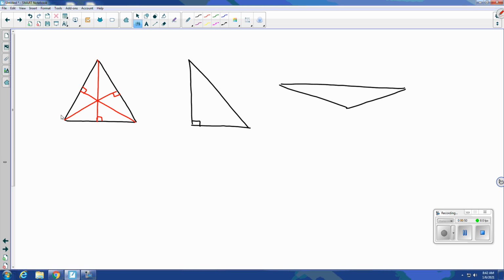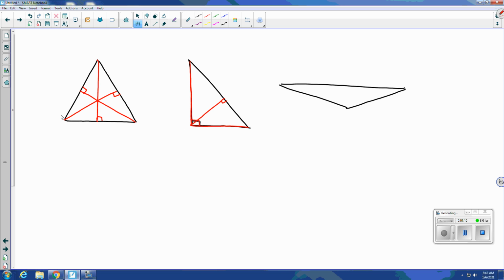When we're looking at a right triangle, you can see that the legs actually represent the altitudes, again, depending on your perspective. So in this case, the orthocenter is going to be on the triangle, right at the corner where the right angle is located.